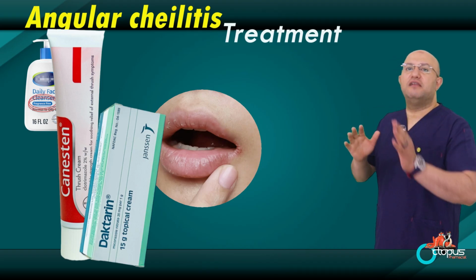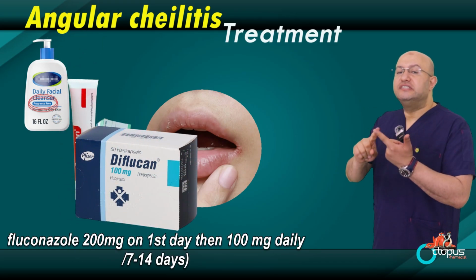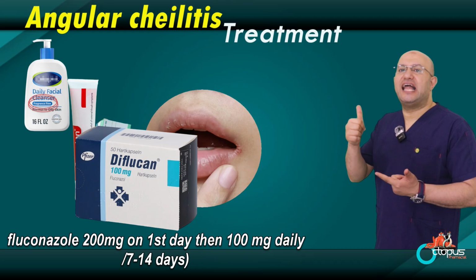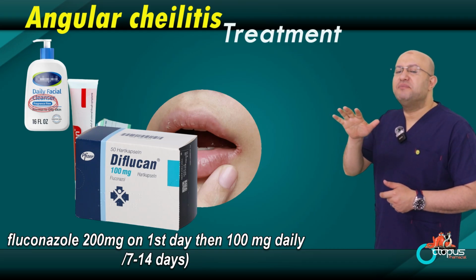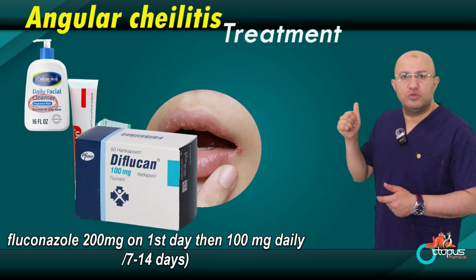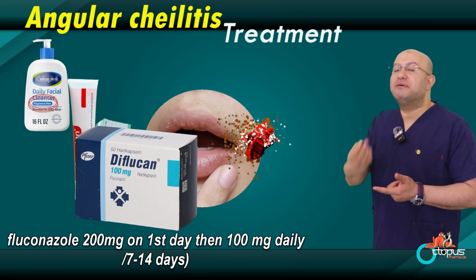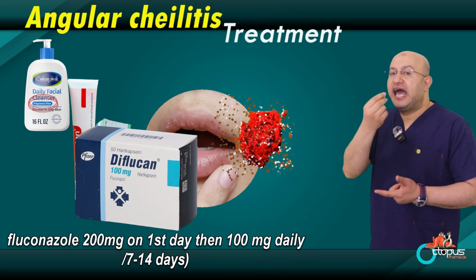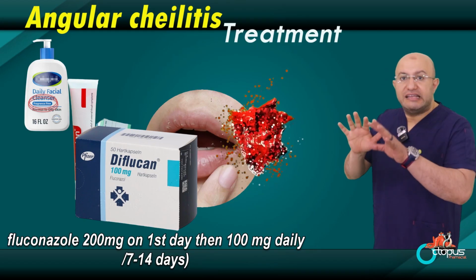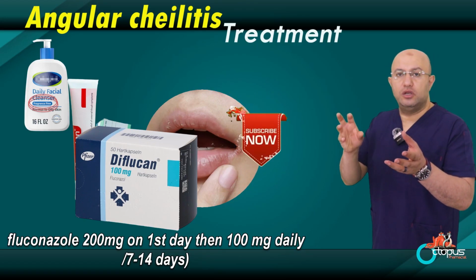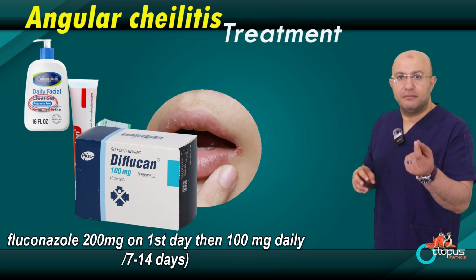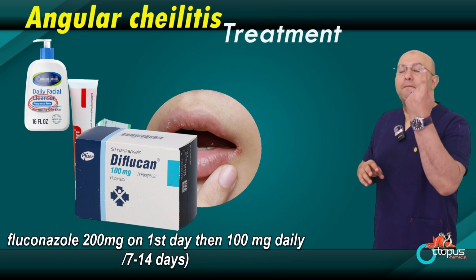Step 2. Topical antifungal creams. Because one of the main causes of angular cheilitis is Candida infection, the next step is using an antifungal cream. Choose creams that contain clotrimazole or miconazole. These are reliable antifungal agents. Apply a thin layer twice daily, directly to the corners of the lips. Be careful not to let the cream enter the mouth. It should stay on the outer skin only.